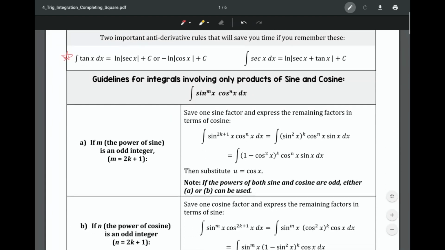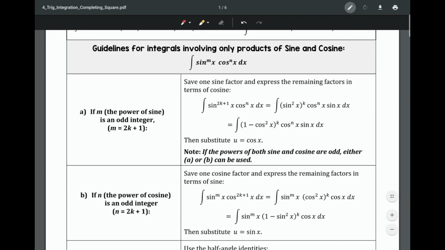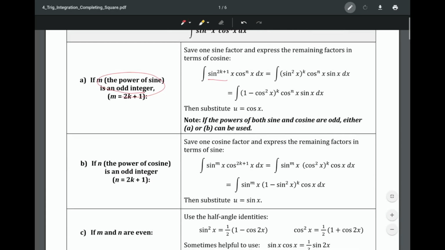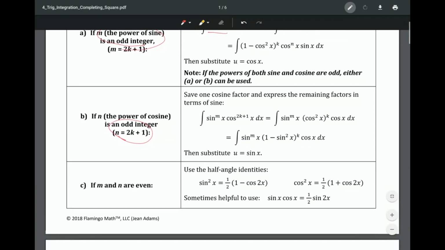Now, there are some guidelines for integrals, right? This one in particular is about when you have a sine function times a cosine function. The main thing to note is if the power of the sine is an odd integer, then you're going to factor out a sine. Similarly, if the power of the cosine is an odd integer, then you're going to factor out a cosine. Basically, I call this the odd man out rule, and I'll show you what that means.